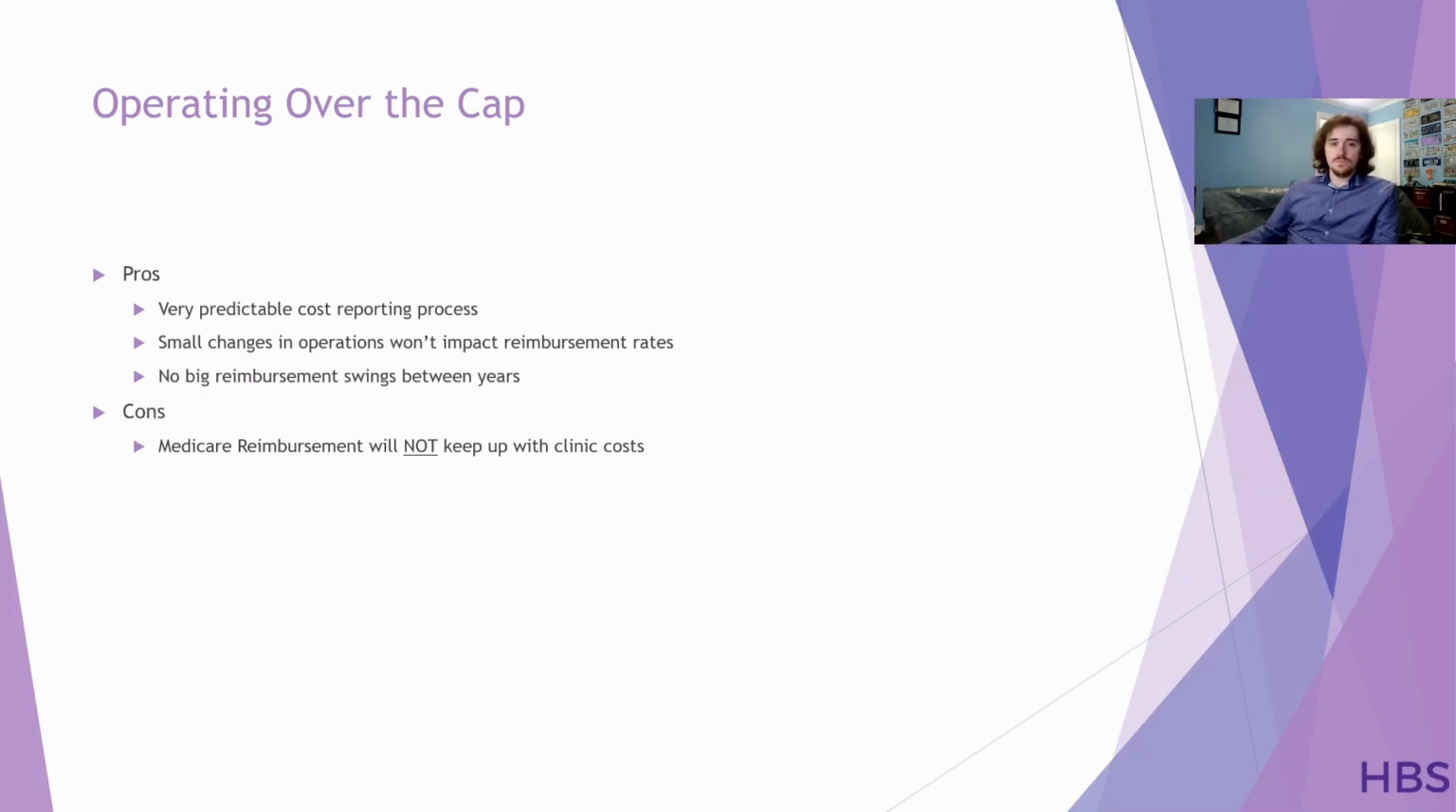So let's start here. What does it mean to operate over the cap? Operating over the cap means that your calculated cost per visit on your cost report is either at or above the given rate cap for the year. There are some pros and cons to this that I've got outlined here on this slide, and this is how most independent RHCs operated for years before the new legislation passed. The biggest issue is obviously that your Medicare reimbursement doesn't actually keep up with your costs. So if you're spending $170 per visit, let's say, and your MAC is only paying you $139 per visit, which is the 2024 cap, then you're actually losing $31 on every Medicare patient that you saw during the year.